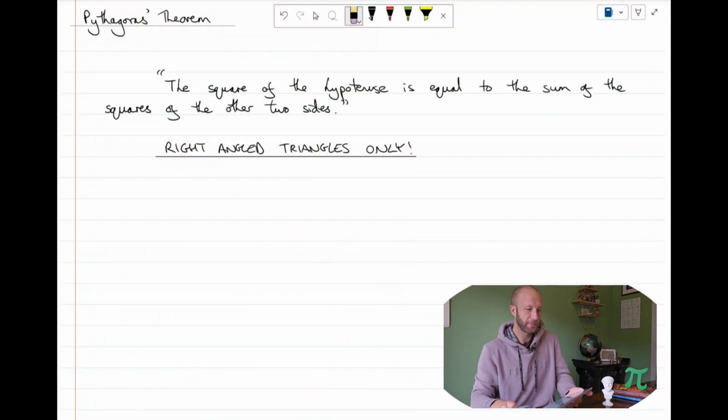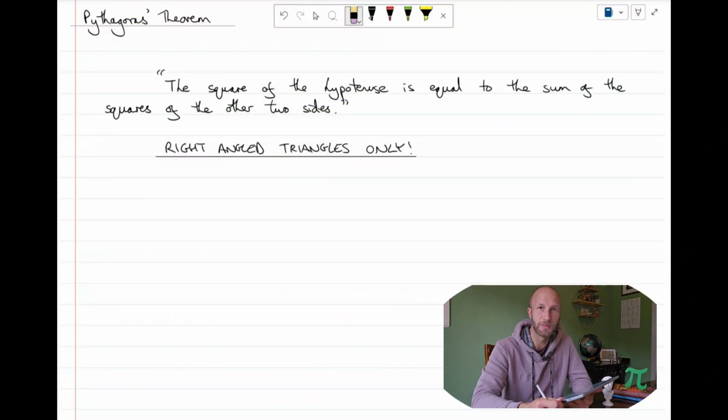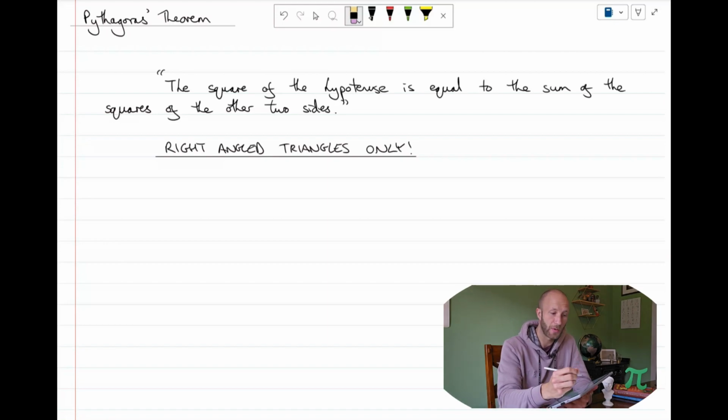So Pythagoras' theorem states that the square of the hypotenuse is equal to the sum of the squares of the other two sides, which sounds like quite a mouthful. It sounds like there's lots going on here. There's a few definitions we need to make sure we're happy with before we can start looking at how these questions work. So one of the first things is we need to understand what the hypotenuse is. And we need to know how to square things. We've got the word squares in here, so we need to make sure we're okay with that as well. We'll go through that too.